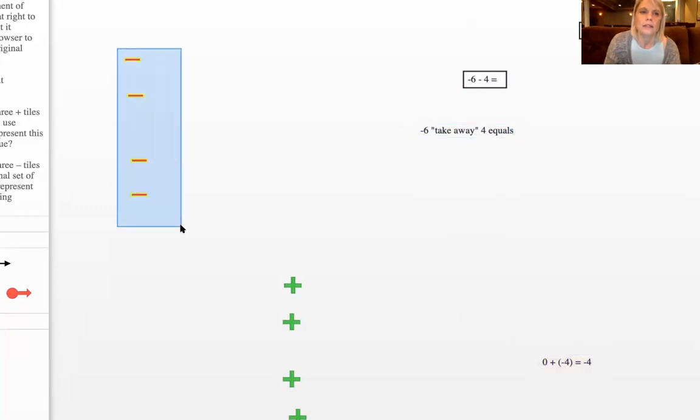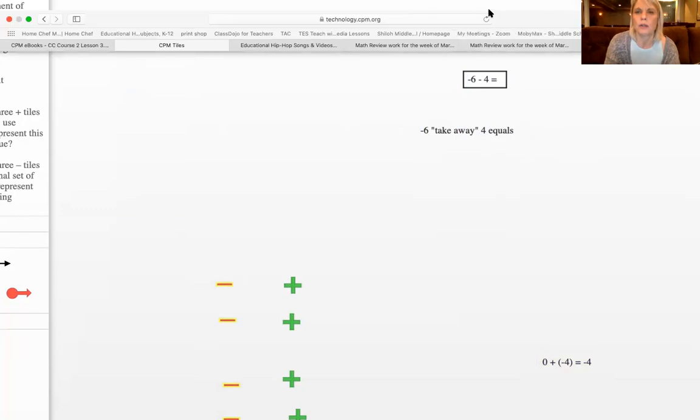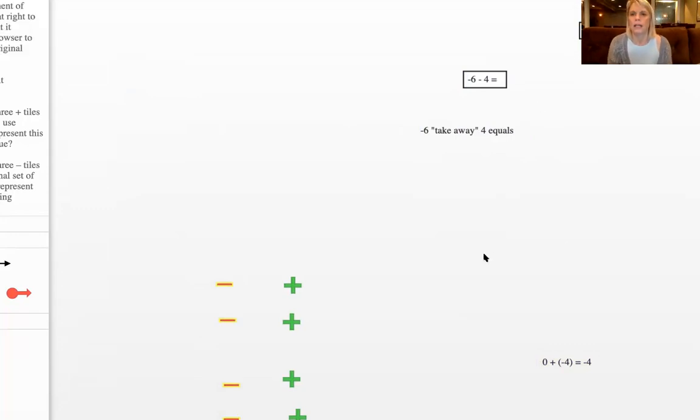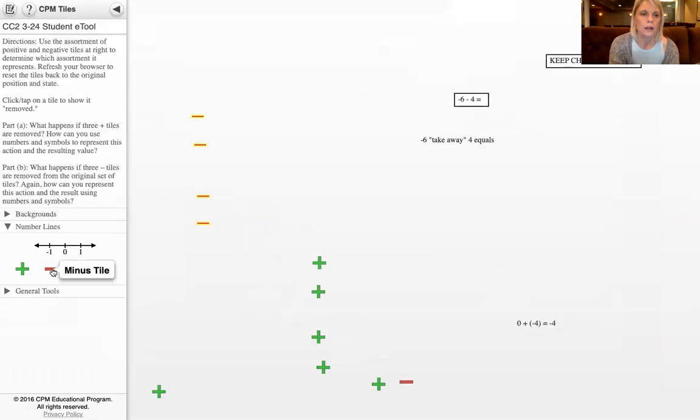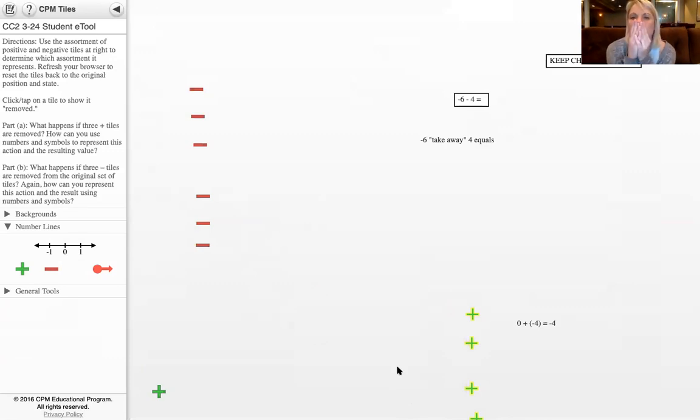So someone help me out. What's the first thing I do on my picture to represent -6 minus 4? Put 6 negative signs. Good, I see it. So put 6 negative signs out first. So let me do that. So I have -6. How do I take away 4?